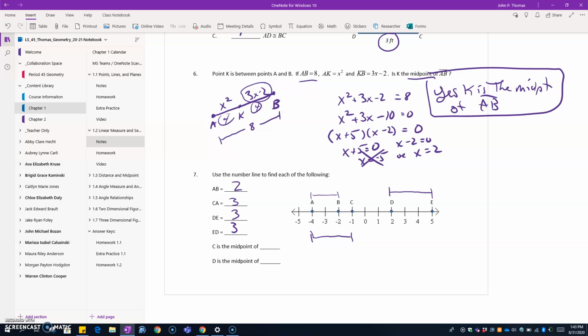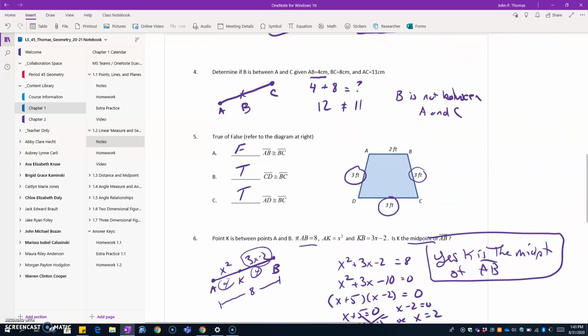Then it says C is the midpoint of, and we have to find something equidistant on each side. So I notice I've got 3 points out here to D, and I've got 3 points out here to A. So I could say C is the midpoint of AD. Now the next one says D is the midpoint of. It looks like I've got 3 units on that side, 3 units on that side. So if I said CE, that would be a true statement as well.